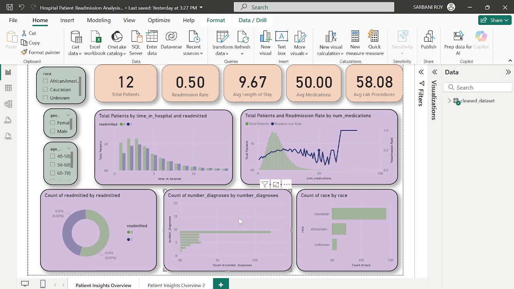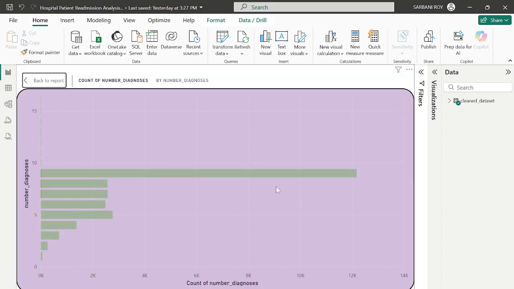Now coming to the next graph, that is the diagnosis count distribution. This chart uses shades of green. The interpretation here is that most of the patients have between 8 to 10 diagnoses, and this means a large number of patients suffer from multi-chronic or complex conditions. Patients with high diagnosis counts need ongoing monitoring, which explains higher readmission probability, and the visual here is to identify the clinical complexity in the patient population.